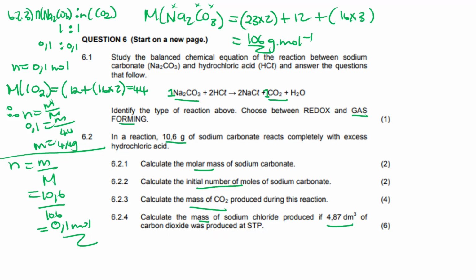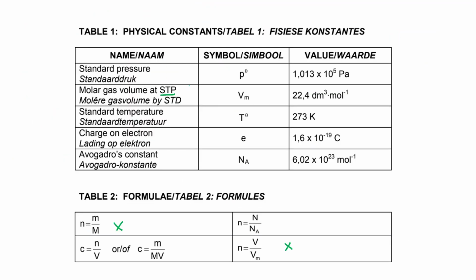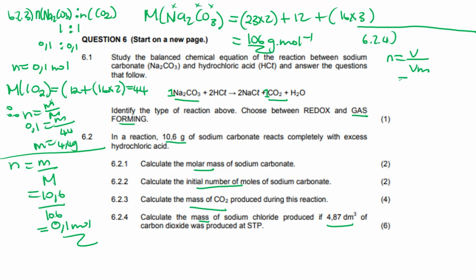Let's find in this question the number of moles of CO2 at STP. We can use this formula because they've given us the volume and we have the molar gas volume at STP as a constant. So the volume was 4.87 and the constant is 22.4. So the number of moles of carbon dioxide at STP is 0.217 moles. Now they want the mass of sodium chloride.